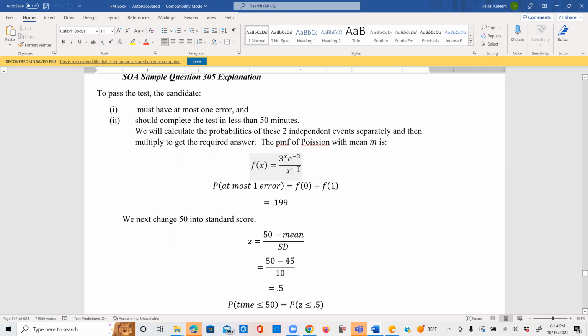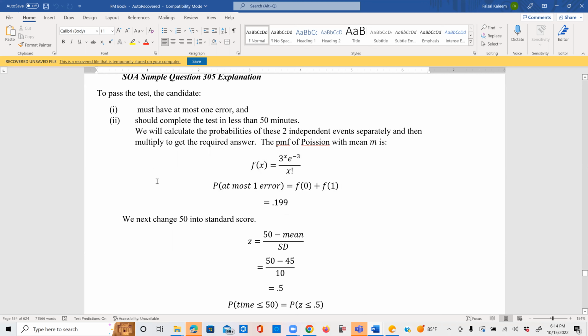And so to pass the test, there should be at most one error. So the probability of at most one error would be 0 or 1 error. So that would be f of 0 plus f of 1. And when we substitute these in, we end up getting 0.199.